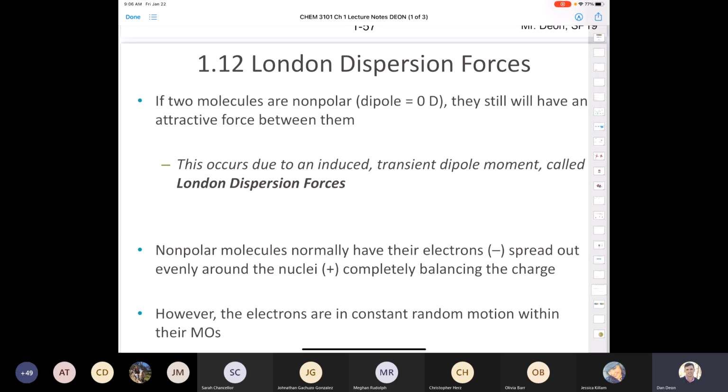And we call that a transient dipole, or a fleeting dipole, or a momentary dipole, or as one of my students called it, the London force, right? The London dispersion force. Now, what the heck is a London dispersion force? Let me explain it to you quickly.